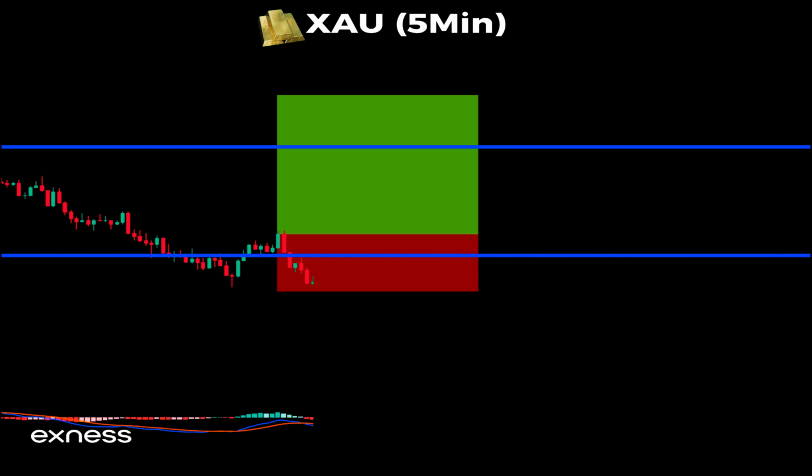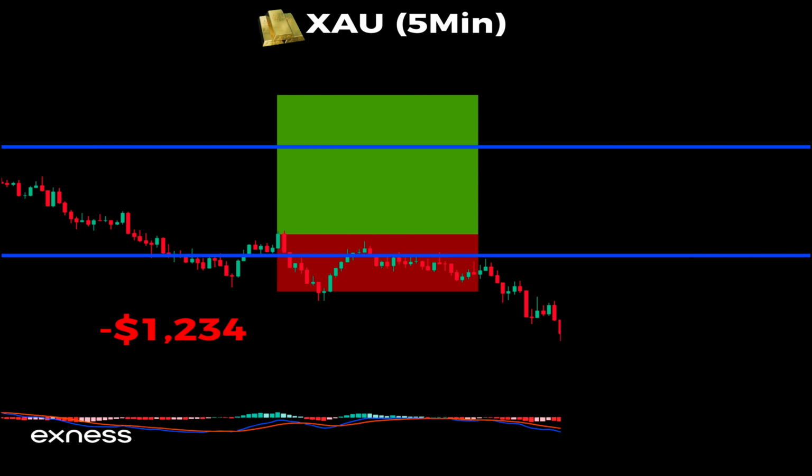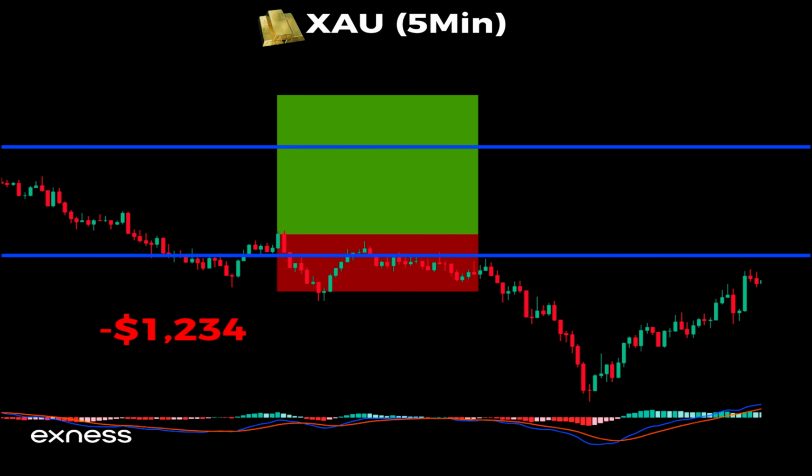So as you can see, price nudges up, starts to look like it's working, and then the market just said no. No fake out candle, no warning shot. It just rolled over and came back down through the range low. Broke the stop, and that was a $1,200 loss. Even though I followed all my rules, the market just didn't care.